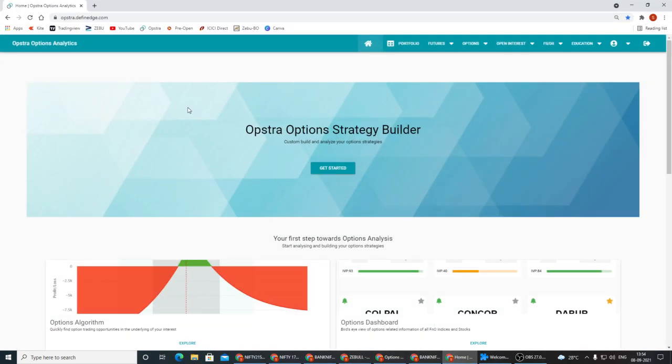For creating the option strategy, I am using opstar.definedge.com. I will give this link in the description. You can log in and create your own strategy.